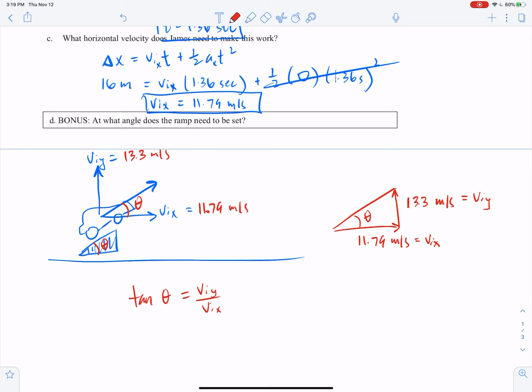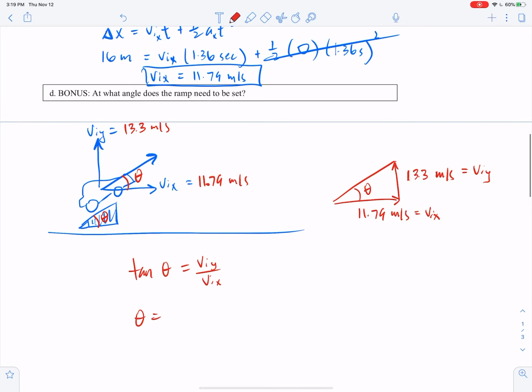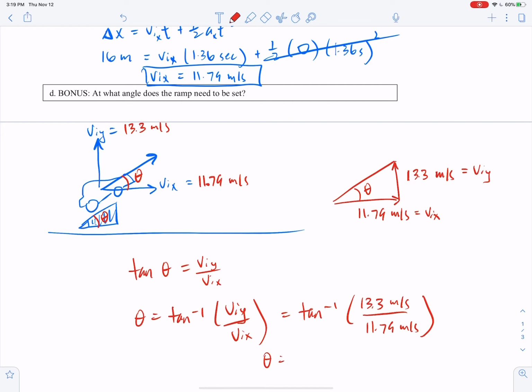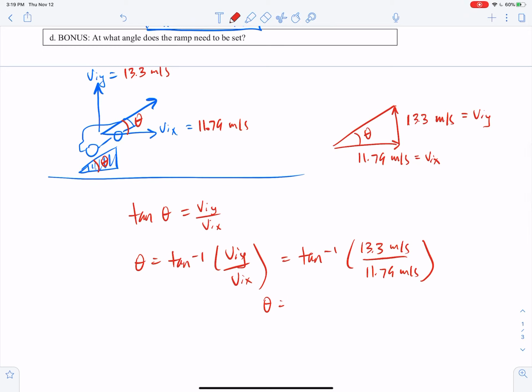And so setting this up, theta would be equal to the inverse tangent of the initial vertical divided by the initial horizontal velocity. So that's the inverse tangent of 13.3 meters per second divided by 11.79 meters per second. And so the angle that the ramp needs to be set at in order to make this trick work is 48.4 degrees. Pretty steep angle for a stunt like this.